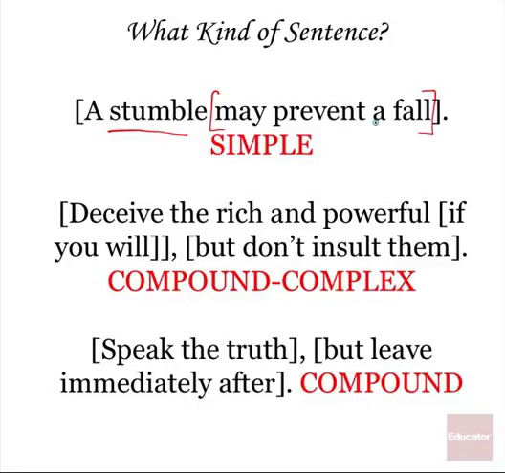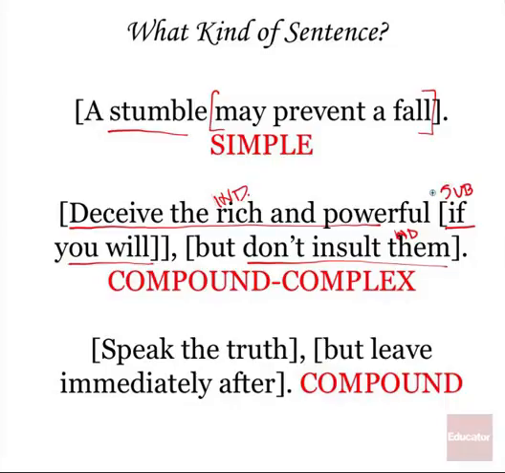Now, deceive the rich and powerful if you will, but don't insult them. Well, we've got two independent clauses here. Deceive the rich and powerful and don't insult them. Those are both independent, which means that this has to be, at the very least, a compound sentence. But we also have the subordinate clause, if you will. Almost any time you see if, it's going to be at the beginning of a subordinate clause. So you've got two independent clauses and one subordinate clause, so it has to be compound complex.